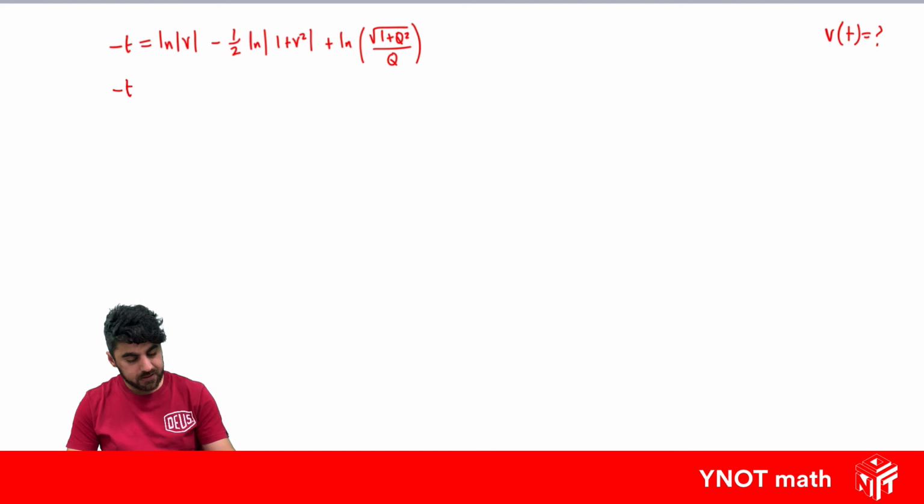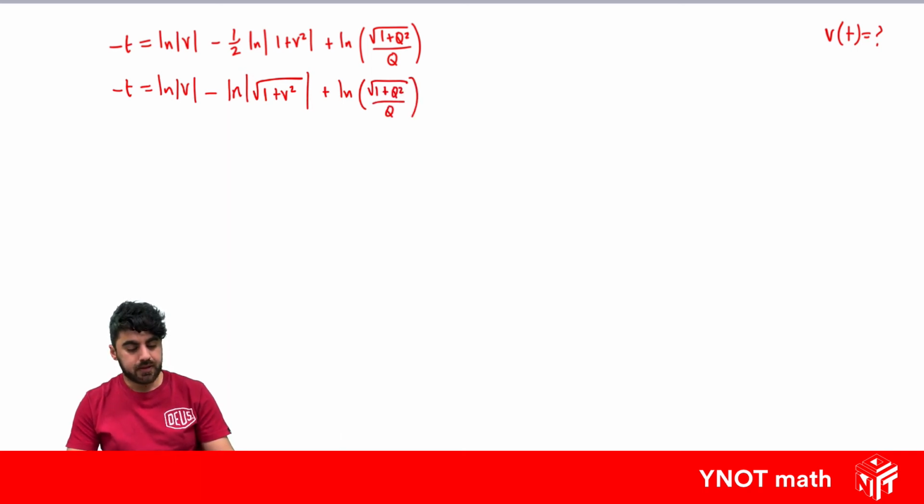So we're going to get minus t equals the natural log of the absolute value of v, minus the natural log of the absolute value of the square root of 1 plus v squared, plus the natural log of the square root of 1 plus q squared on q. Here we have the difference of two logs, so we're going to have the log of a quotient.